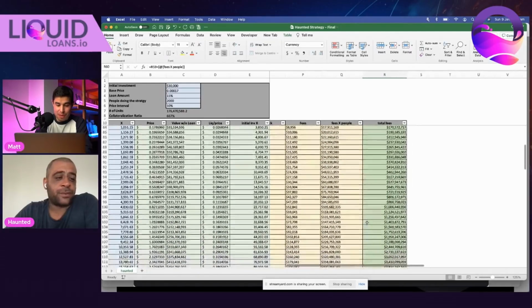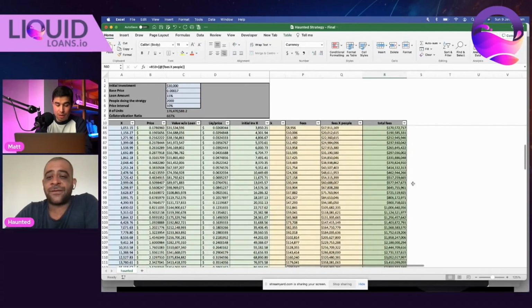And if we just move up to 1,000x, we've got 170 million sitting in that pool, just from the 2,000 people doing this strategy. Wow.